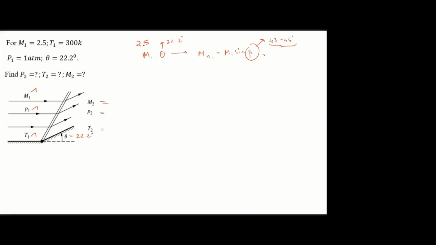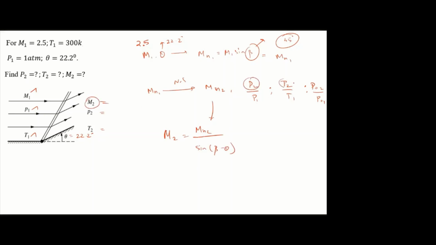So once you know the beta, you can find the Mn1. Then we'll go to normal shock table to find the Mn2, P2 by P1, T2 by T1. I think here P0 is not necessary. If you want, you can write it. So once you know the Mn2, you can find the M2 because we know both beta and theta. And we know P1, T1, you can find P2, T2.